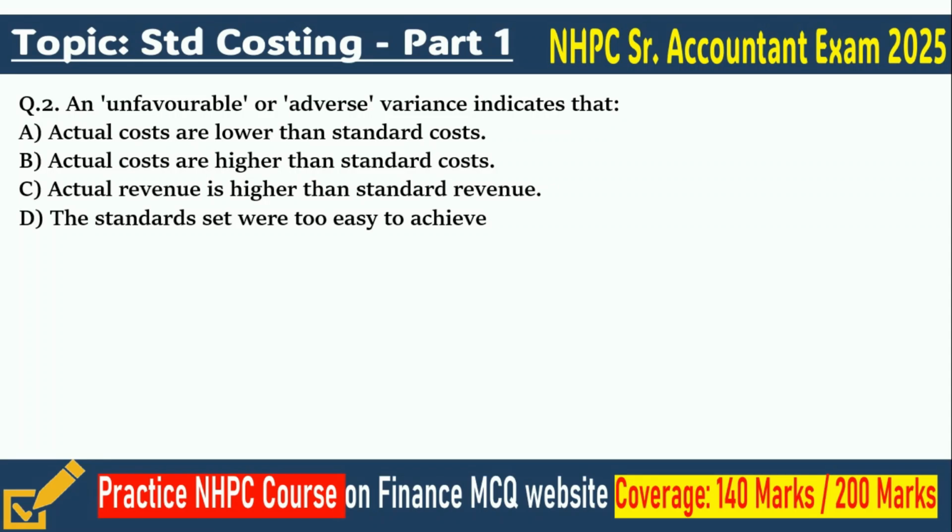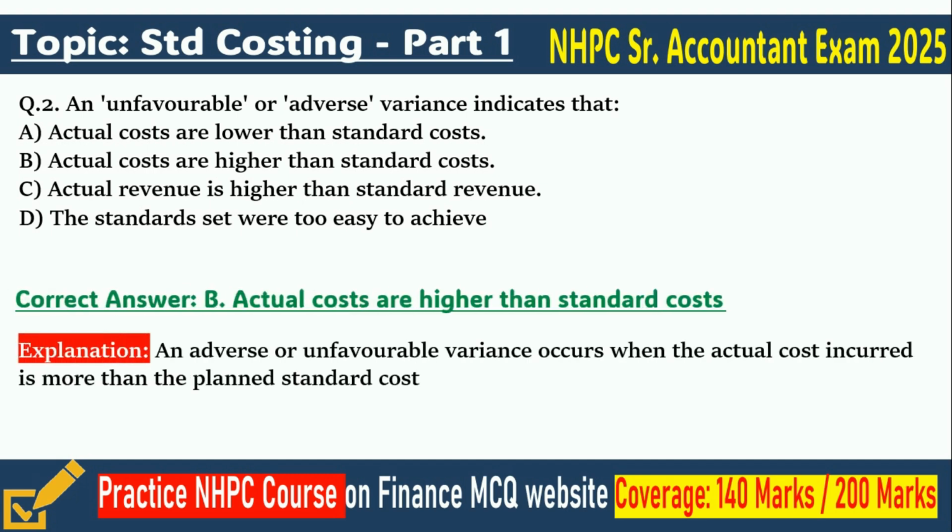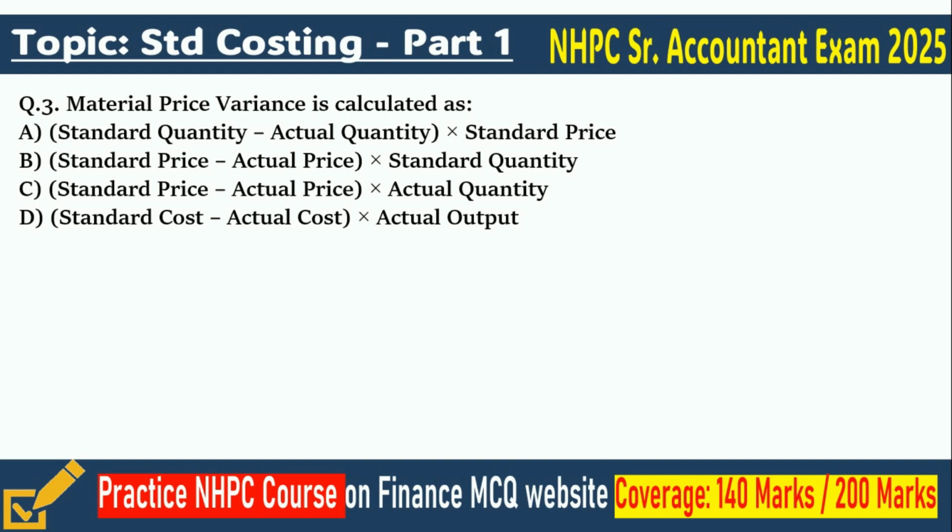So friends, here we are speaking about unfavorable or adverse variance. So this has to be bad for the company. So the correct answer has to be option B, which says actual costs are higher than the standard cost. So the explanation is, an adverse or unfavorable variance occurs when the actual cost incurred is more than the planned standard cost.